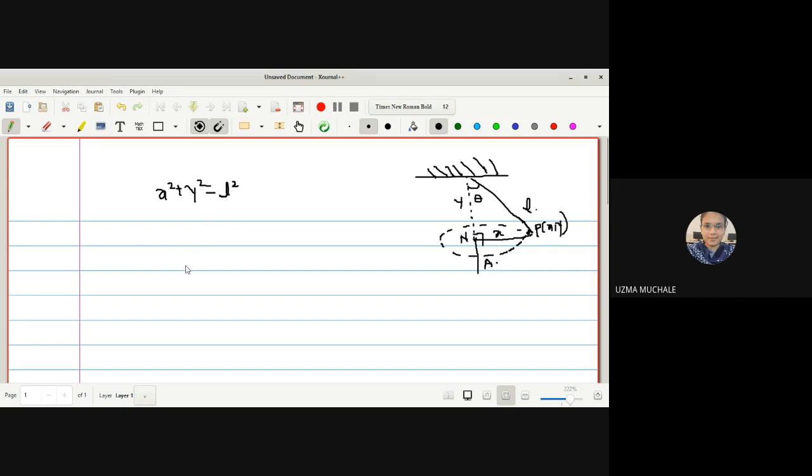And how many degrees of freedom will it require? x and y are the Cartesian coordinates, but they are related by one equation, so only one degree of freedom is there, and for that we have selected theta to be the generalized coordinate in this case, okay? Because if you know the angle theta made by the string of length L with the vertical, you can say what the position of your particle is, correct?